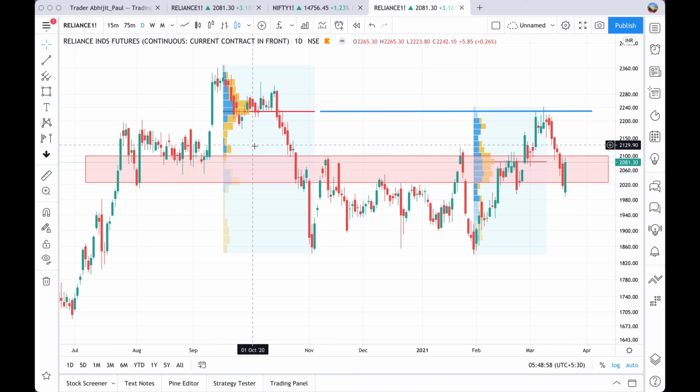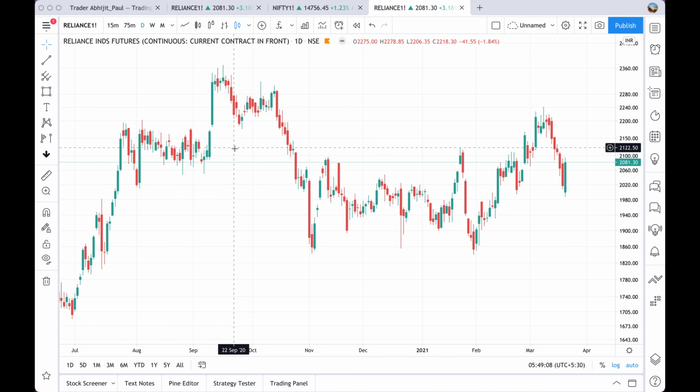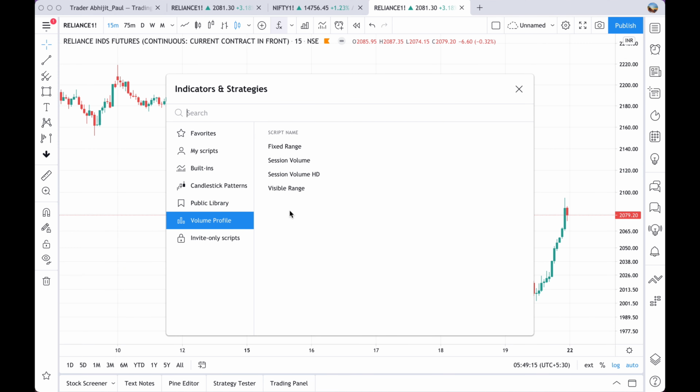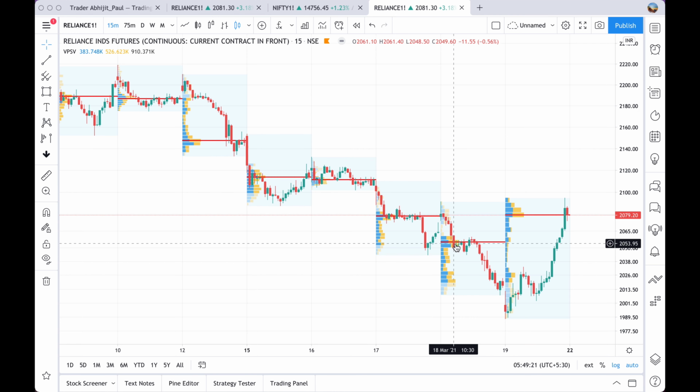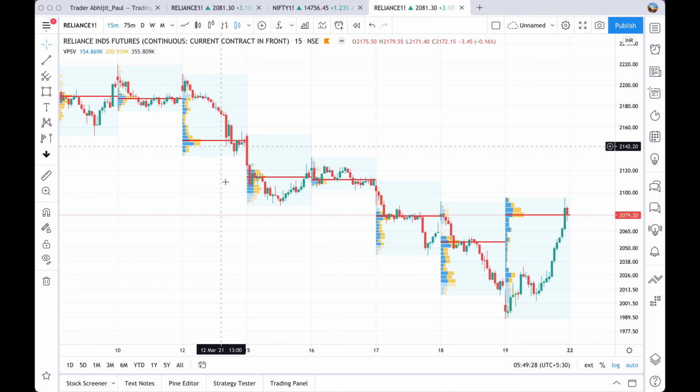You can use this in any time frame, short-term intraday charts as well as medium-term to long-term charts. If you're a short-term trader, I would always suggest go for the session volumes. So if this is a 15-minute chart of Reliance, and if you come here, go to volume profile and say session volume, then it will show you the spread of volumes for each and every session, that is each and every trading day.